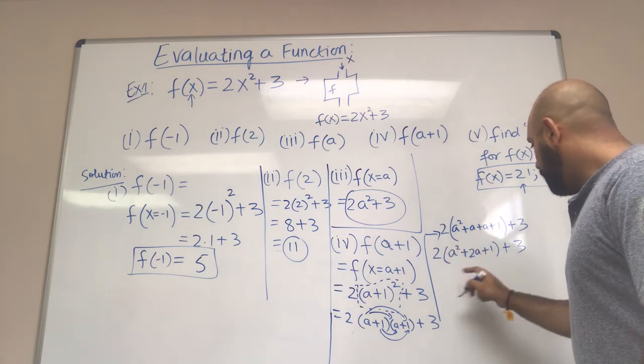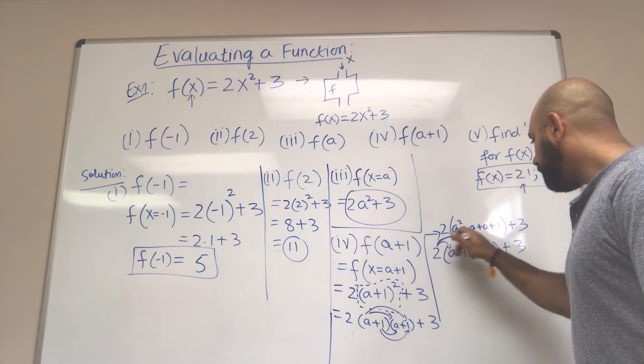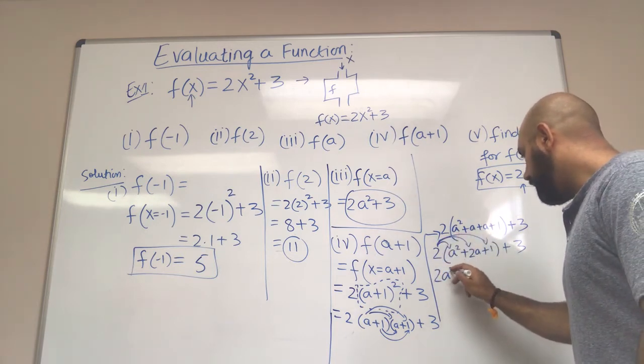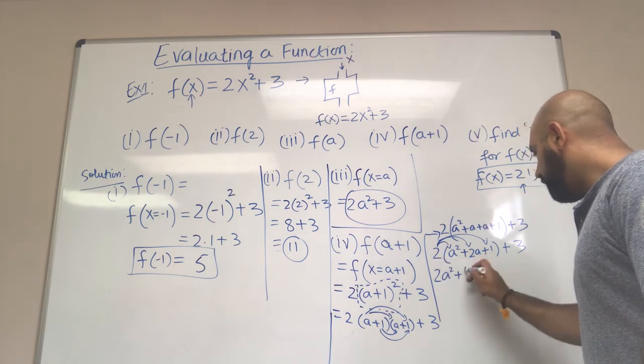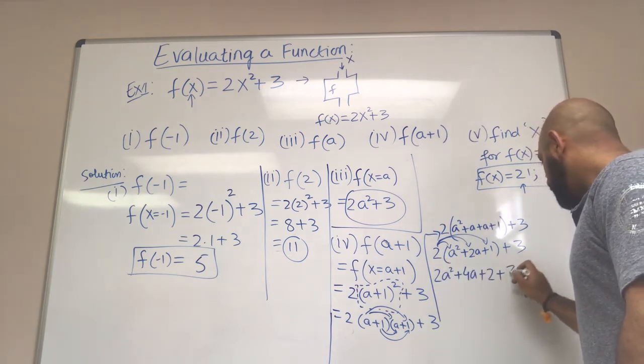Guys, before we move on, we got to realize that this 2 should be distributed, right? Nothing really difficult about it, just distributing 2. 2a squared. 2 times 2 is 4a. 2 times 1 is just 2, and plus 3.